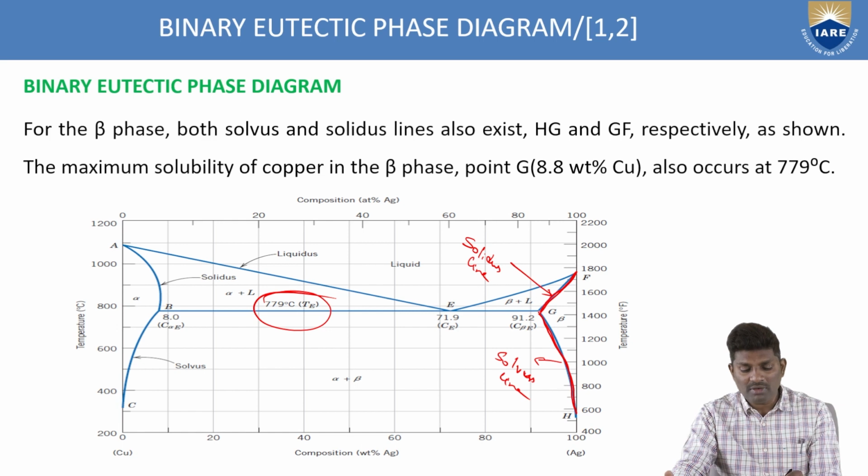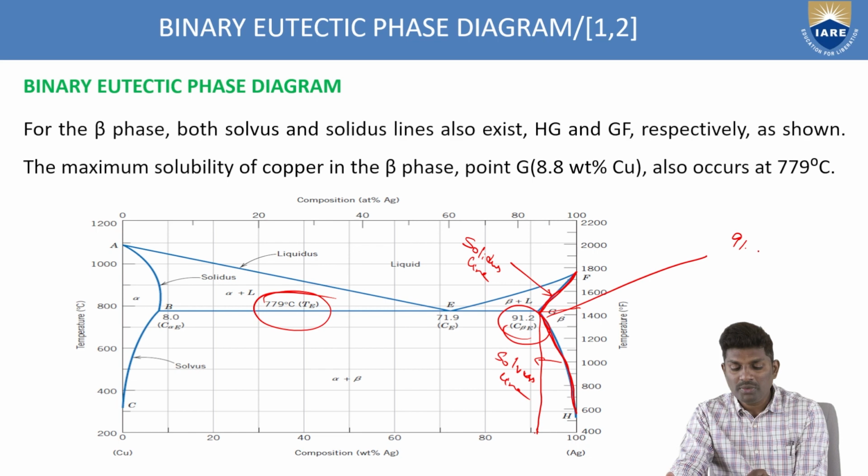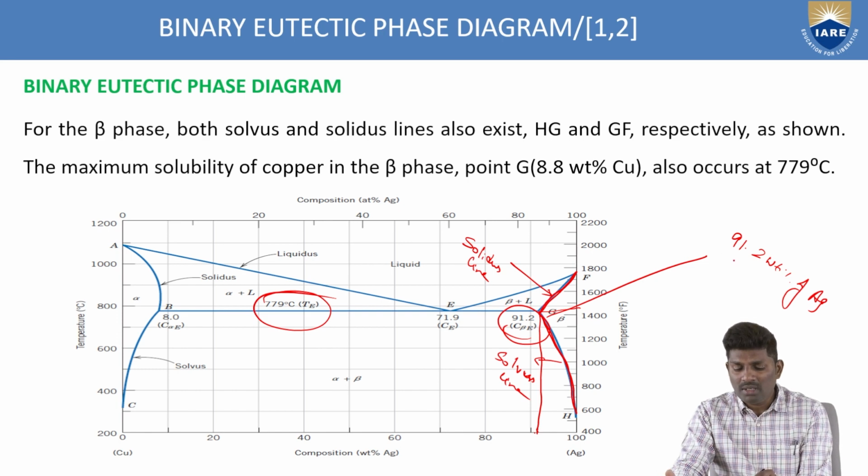Similarly, if you drop the vertical and horizontal lines, you can find out the temperature as well as the composition at this point. So you can get almost 90% of silver at this point if you identify. You can see here 91.2 weight percentage of silver, and the remaining will be somewhat 7.8 weight percentage of copper.